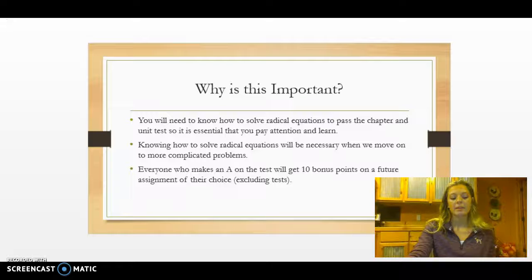Also, anyone who makes an A on the test will receive 10 bonus points on a future homework assignment. So get out your note-taking materials and let's get to work.